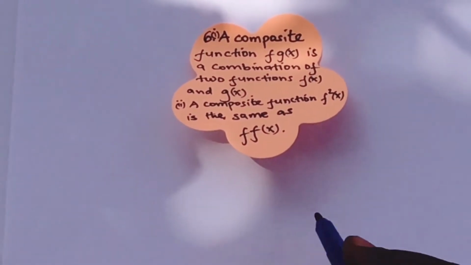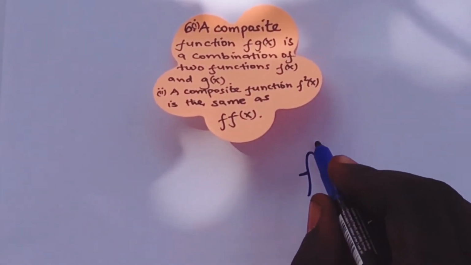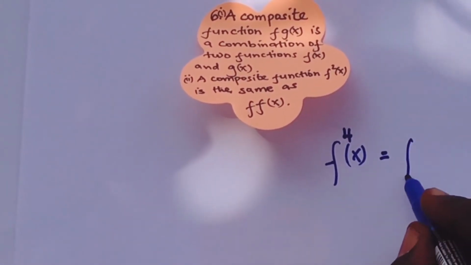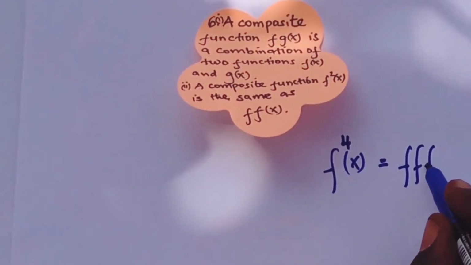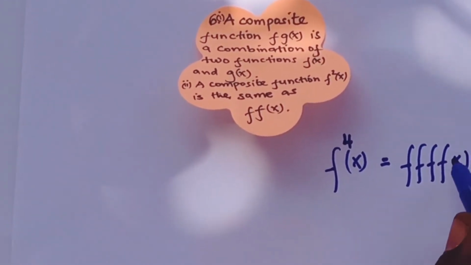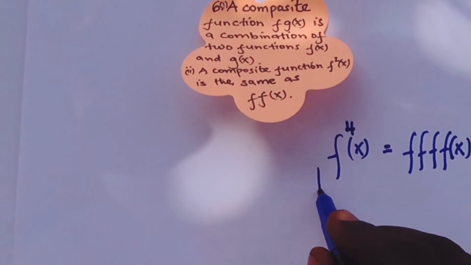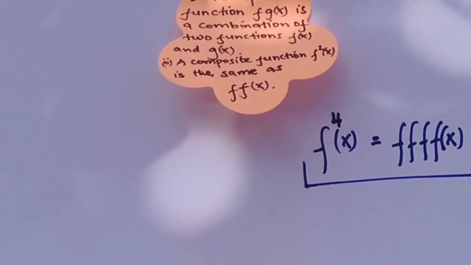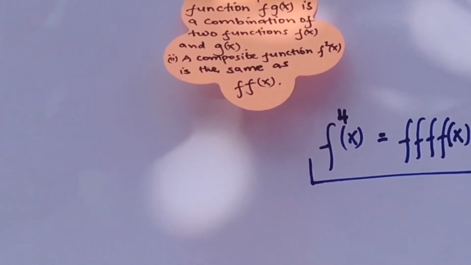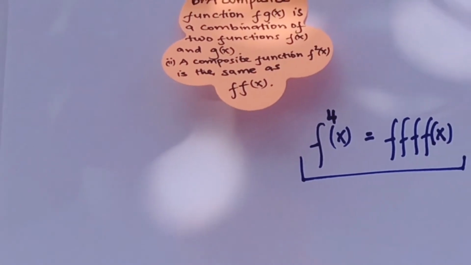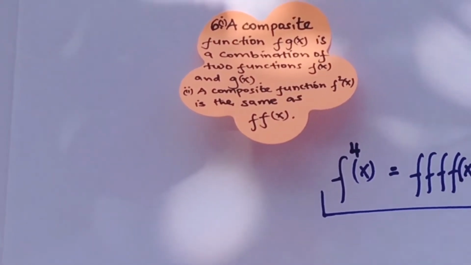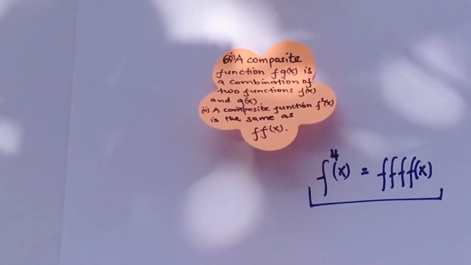I mean, we can have something like this as well. If it is f power 4 of x, then that means it is f of f of f of f of x. As simple as that. These are said to be composite functions. We call these composite functions. Now we move on into an example. We need to see an example at least concerning the range and the domain.